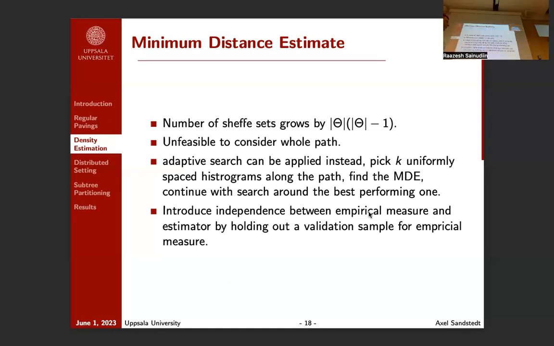And lastly, since the minimum distance estimate is defined on our Markov chain, which is based on our sample, and the empirical measure is also based on the sample, we have some dependence between the estimates and the empirical measure. So we just create a validation set, which is a fraction of the sample, and base the empirical measure on that, and use the other fraction of data as the training sample for our Markov chain.